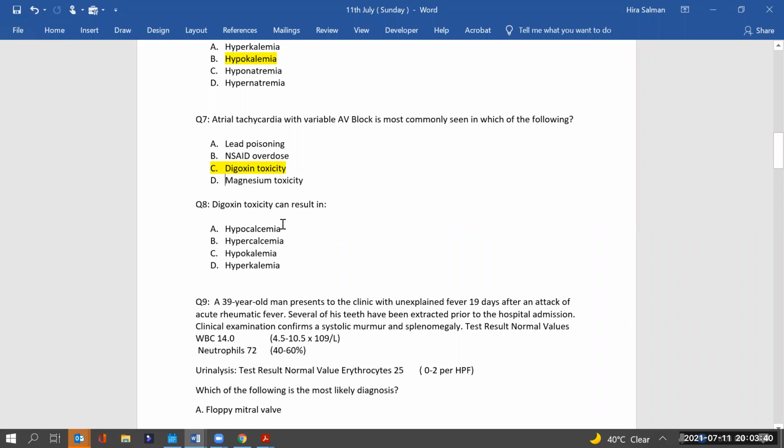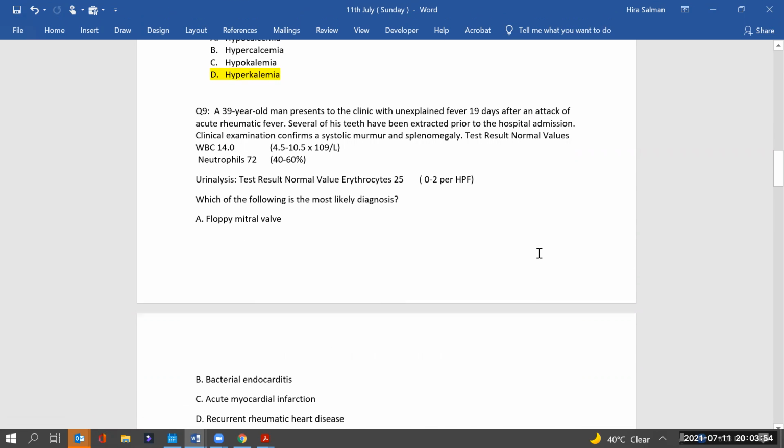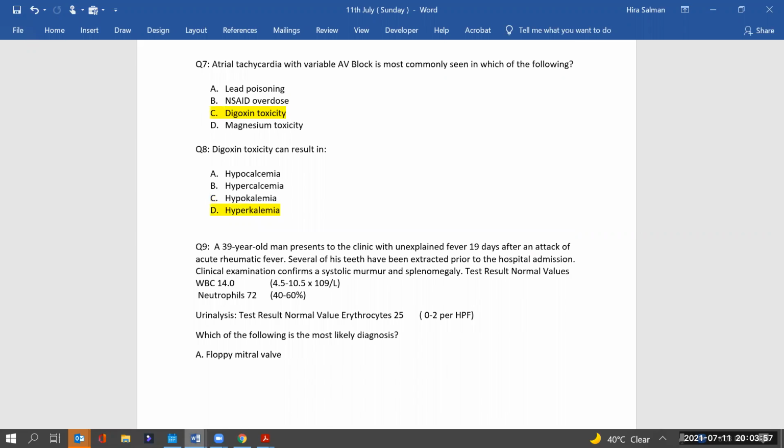Now digoxin toxicity can result in, so leads to, whenever there is too much digoxin, potassium is not going to get a chance to bind. So there will be a higher level of potassium. Okay. Next we have to go for another topic.